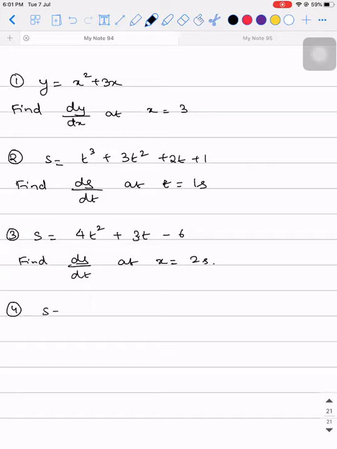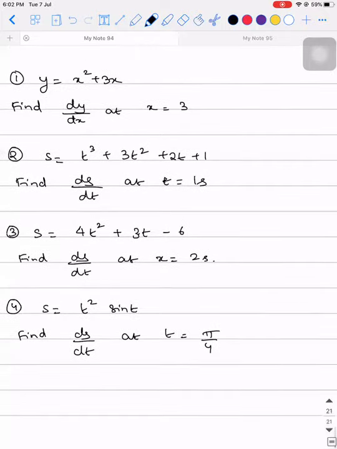Now, to help you understand the concept, I'm slightly complicating things. s is equal to t square into sin t. Find ds by dt at t is equal to pi by 4. Next, s is equal to t square by cos t. Find ds by dt at t is equal to pi by 3 seconds.